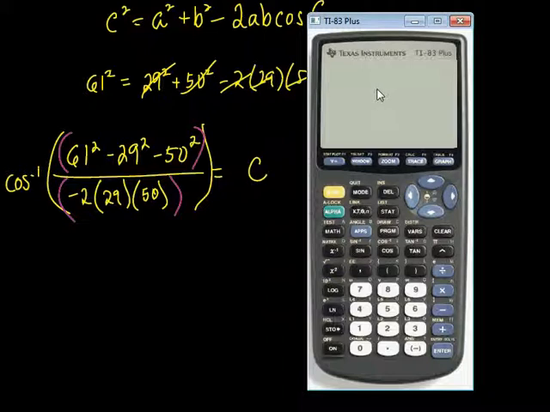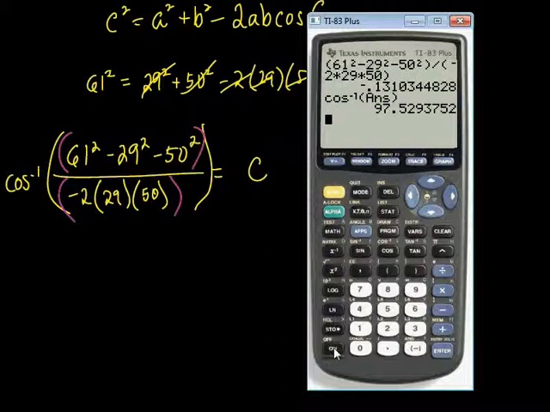Hit equals. Uh-oh, what just happened? I didn't think I touched anything. It just went away. Then you get that negative number right there. And then all you got to do is hit second function cosine and you'll get that answer.